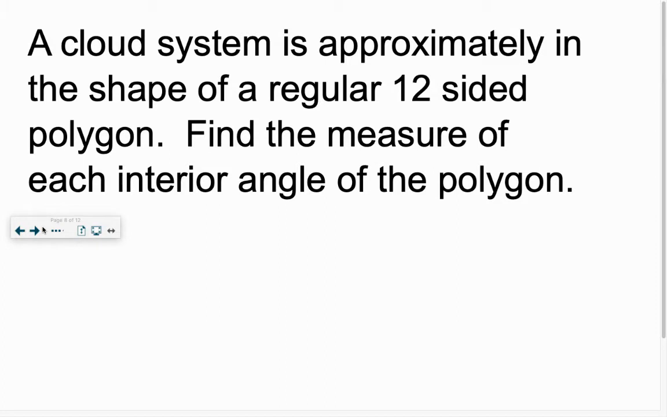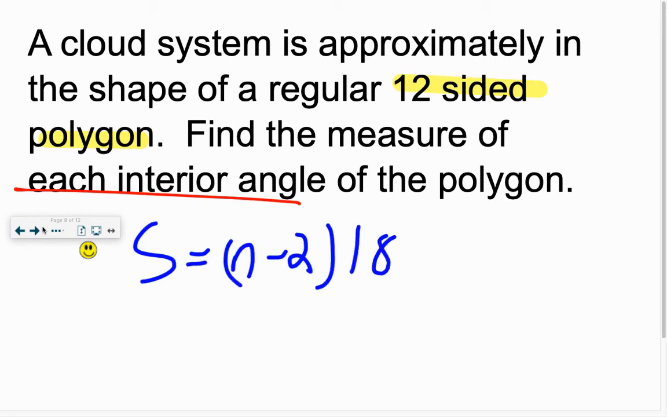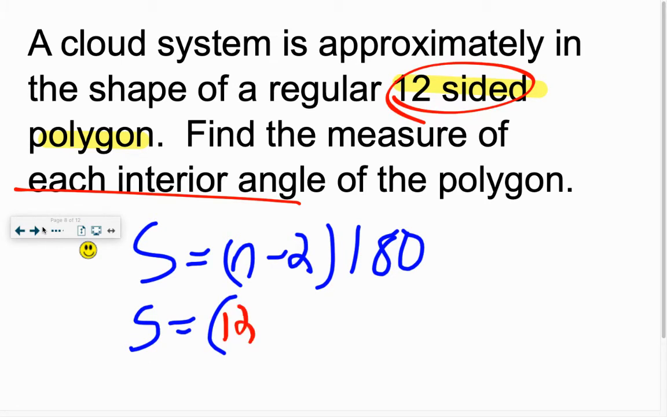A cloud system is approximately in the shape of a regular 12-sided polygon. Find the measure of each interior angle. All right. Well, if it's 12-sided, we're going to start right away. You're thinking to yourself, oh, yep, I will put a smile on your face because you are absolutely correct. Here it comes again. Writing in that formula, n minus 2 times 180, the sum of all the interior angles. That n comes from the number of sides, 12, minus 2, times 180.